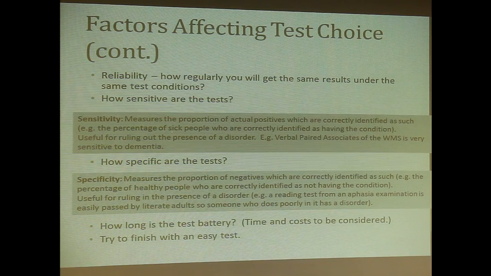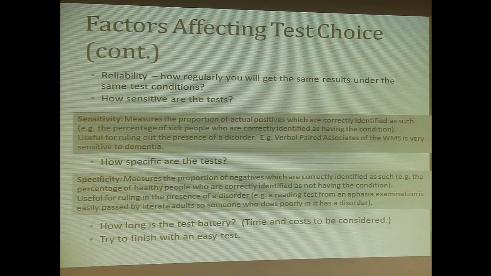So when you choose a test, you need to look up in Lezak or Spreen and Strauss, whichever reference you're using, what is the sensitivity, what is the specificity? Because if somebody does very poorly on a test, to what extent does that mean that they really are dysfunctional in whatever that test is measuring? We need to just be aware of that.